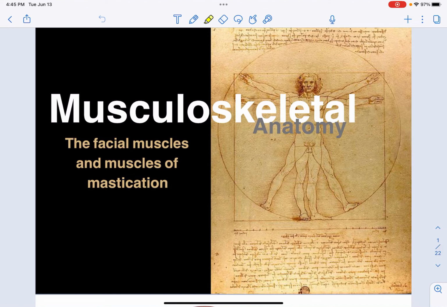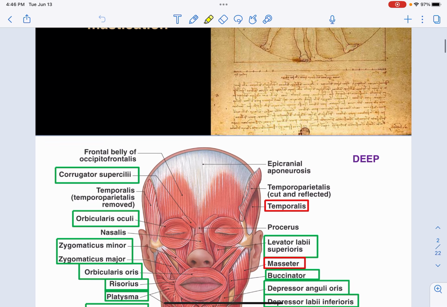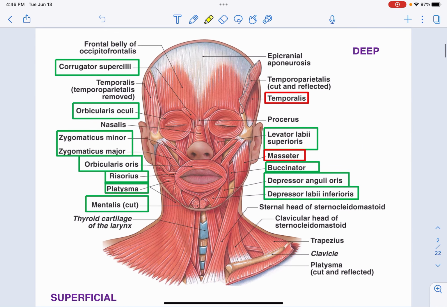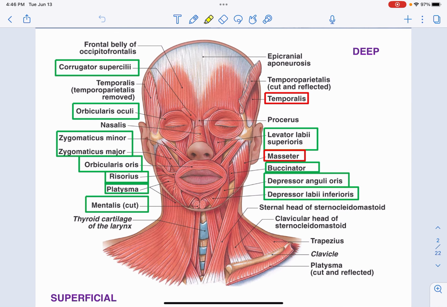This lecture is about facial muscles, so the muscles that create our facial expressions, and the muscles of mastication. Mastication is chewing, so muscles that are involved in moving our jaw to chew food. All right, so I'm going to start with this kind of crazy busy slide.